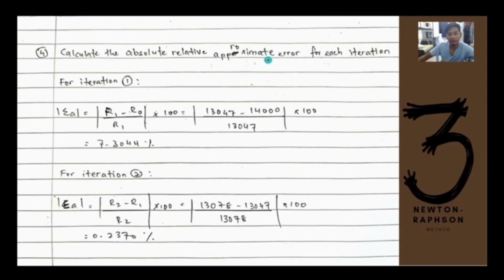The final step is getting the approximate error. The formula is the same as the secant method. That's all from me, thank you.